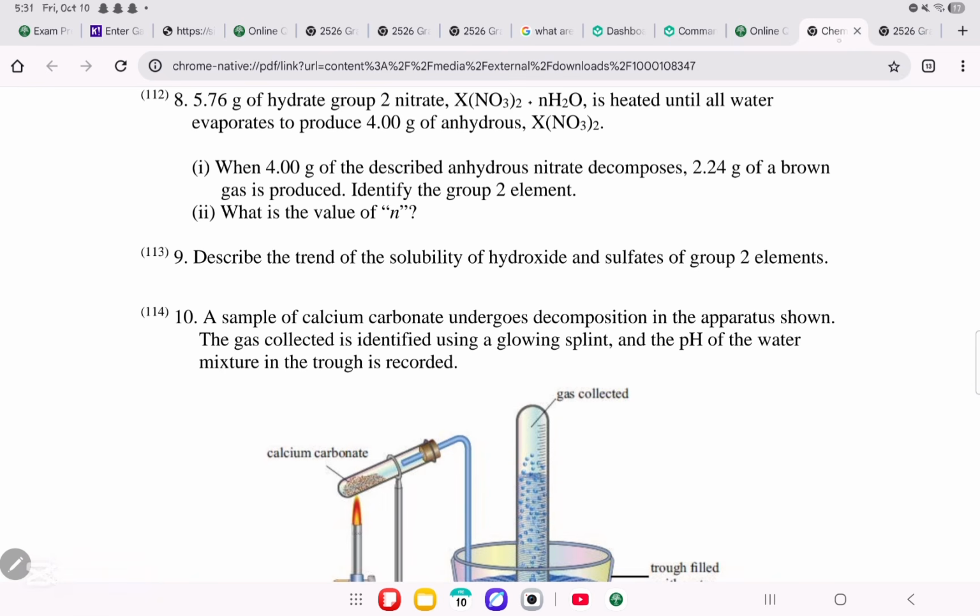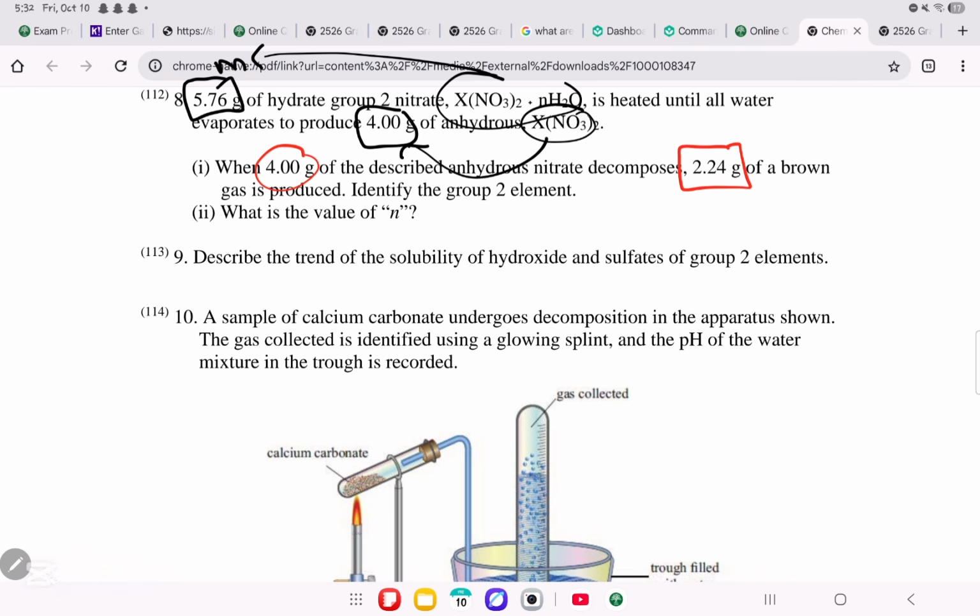In question number 8, what does it say? It says 5.76 grams, this is mass, of a hydrate of group 2 nitrate, which is this, is heated until all the water evaporates to produce 4 grams. So this is the mass of the total compound. So this is the mass of this. And 4 grams of what? 4 grams of nitrate. They told us when 4 grams of the described anhydrous nitrate decomposes, 2.24 grams of a brown gas is produced. That means when 4 grams of XNO32 decomposes, a brown gas is produced.